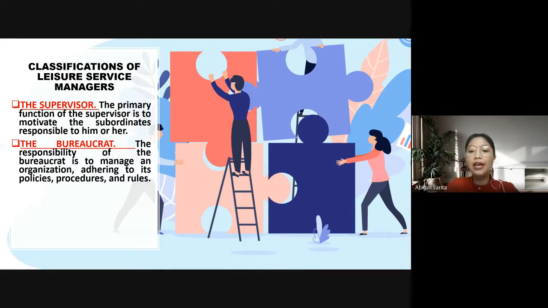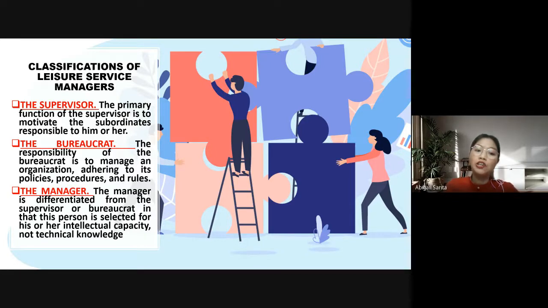For example, yan, hindi yan pasok sa standard natin. Dapat, ang spacing ng booths per booths ay 2.3 meters. Yung spacing mo, 2 meters lang. Adjust mo yan. So, yun yung tinatawag nating bureaucrat. Sila yung nagpapatupad ng mga policies and procedures inside the organization.